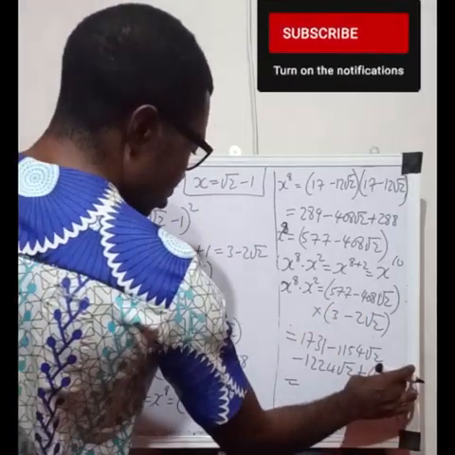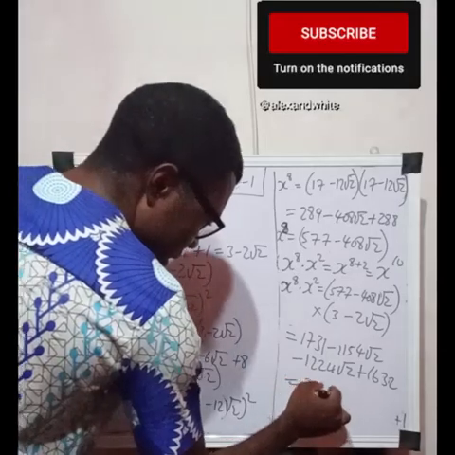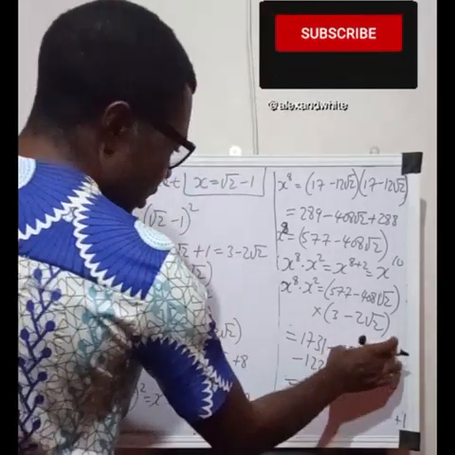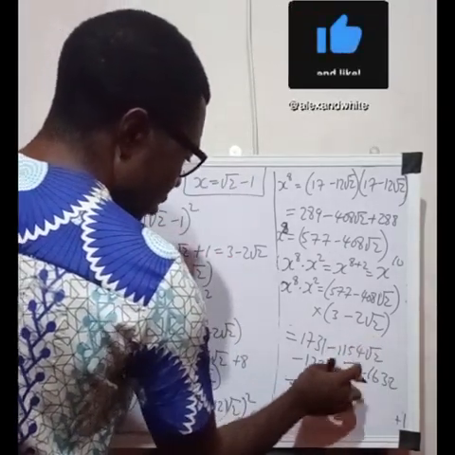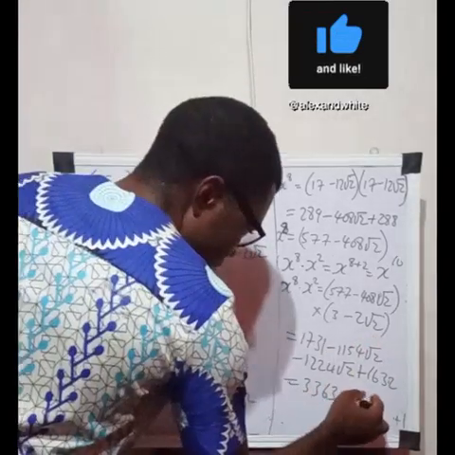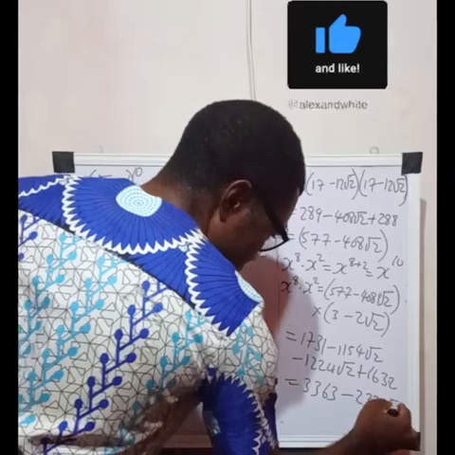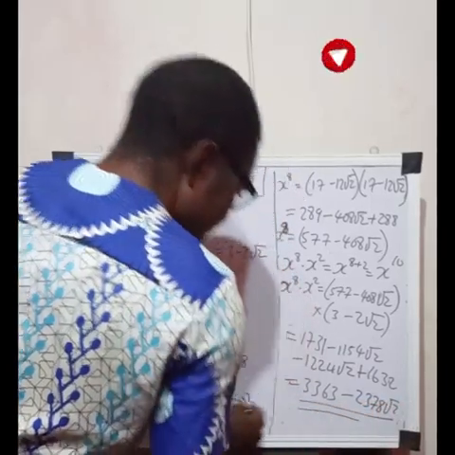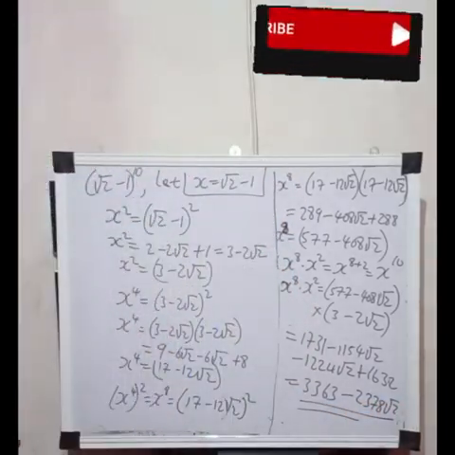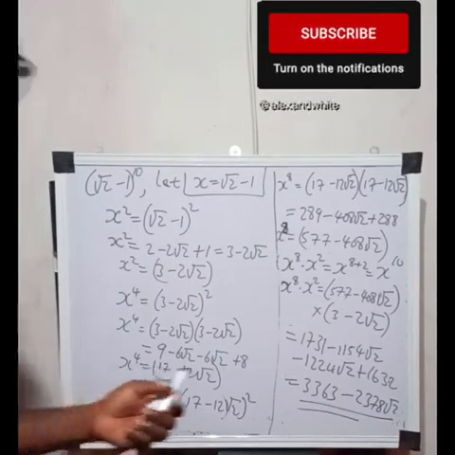This and this are like terms, so we sum them to have 3363. This and this are also like terms. We sum to have minus 2378 root 2. And that is our answer, the same as the first one, but we didn't use binomial expansion here. So use the one you prefer.